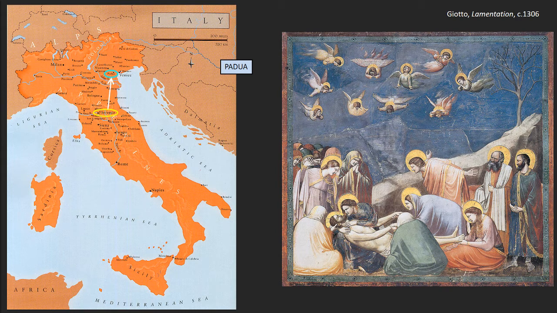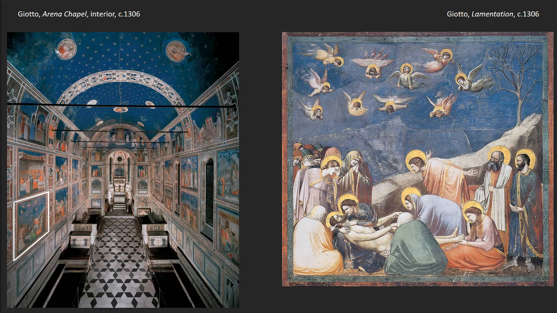His fame had spread. He was commissioned. A local moneylender, banker, commissioned this piece from Giotto for a chapel that he had built for his own private use, the Arena Chapel. Right?